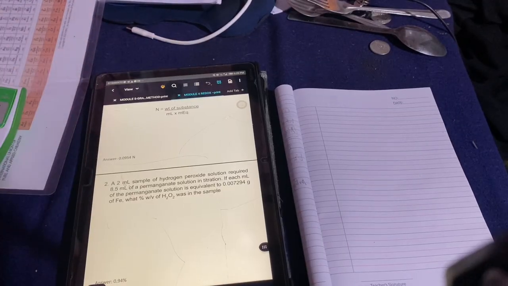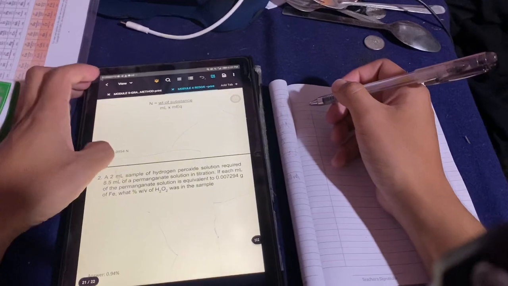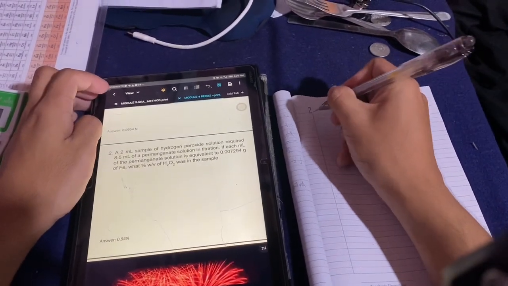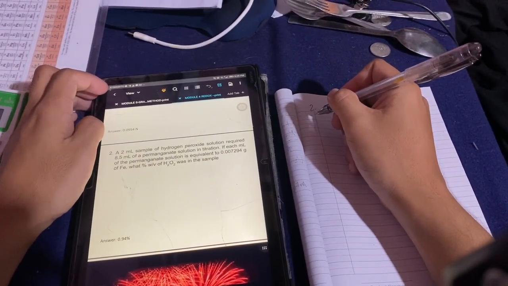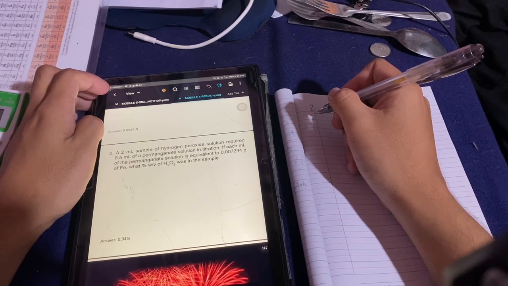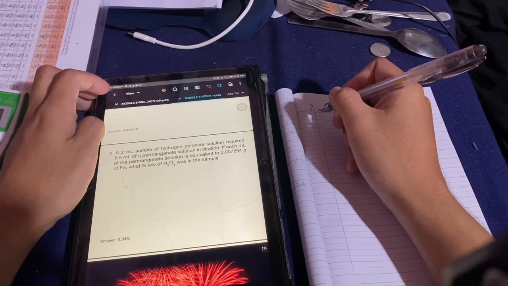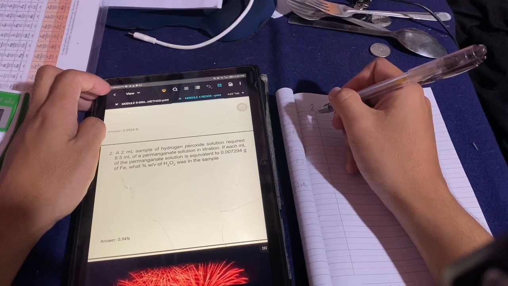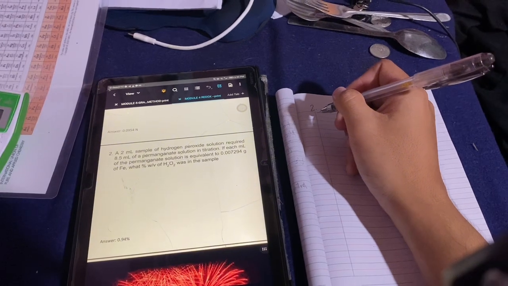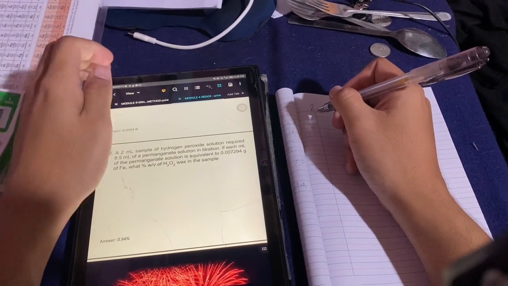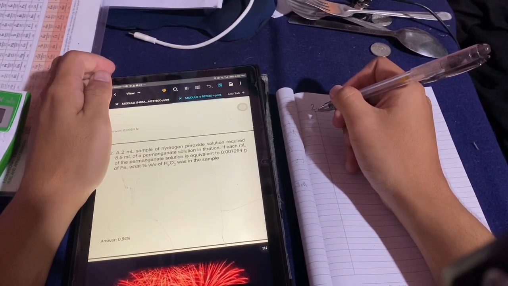Moving to number 2, what we will do is very easy, guys. Let's read it first. A 2 mL sample of hydrogen peroxide solution required 8.5 mL of permanganate solution at titration. If each mL of permanganate solution is equivalent to 0.007294 grams of iron, what percentage weight over volume of H2O2 was in the sample?